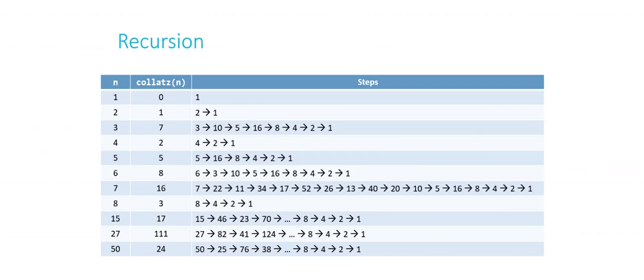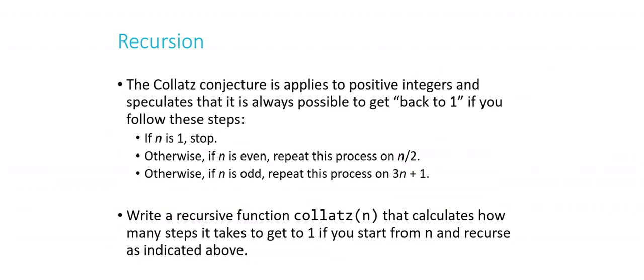You go from 3, and then you go to 10, 5, 16, 8, 4, 2, 1. It takes 7 steps to get back to 1. And as you can see, there's a couple other test cases here to test out your program. So again, pause the video, and I'll jump back now to what the actual process is here, what this conjecture is. See if you can figure out how to define collatz of n so that it calculates how many steps it takes to get to 1.